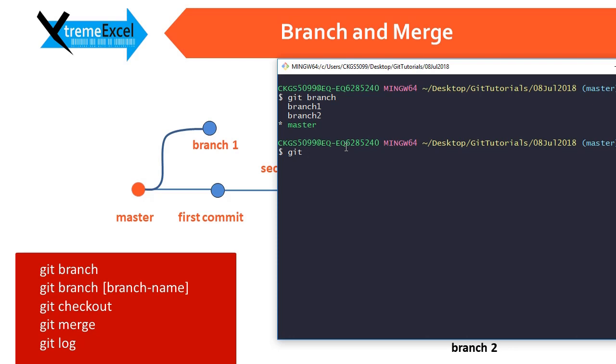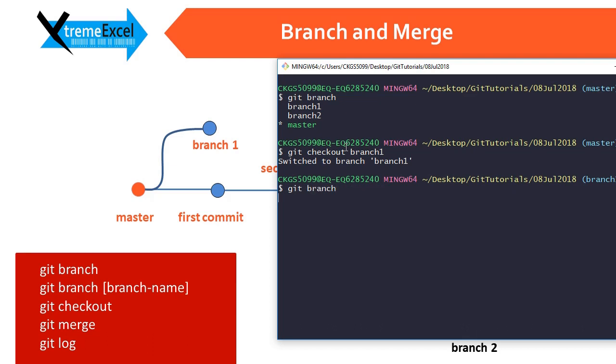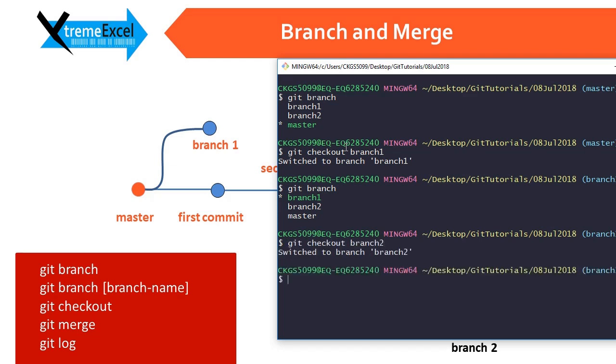So we use git checkout and then the name of the branch. It will take us to that branch. So if I do git checkout branch 1, it says switched to branch 1. If I do git branch now, I should see a star in front of branch 1 instead of master. That means the current branch is branch 1. If I do git checkout branch 2, and now I check using git branch, I should be pointed to branch 2.